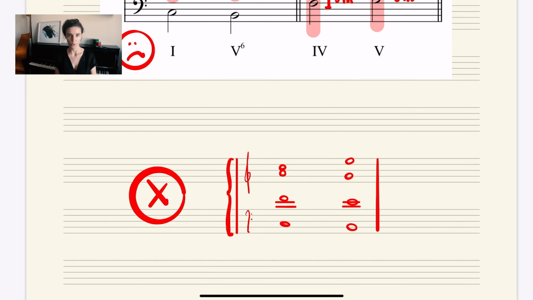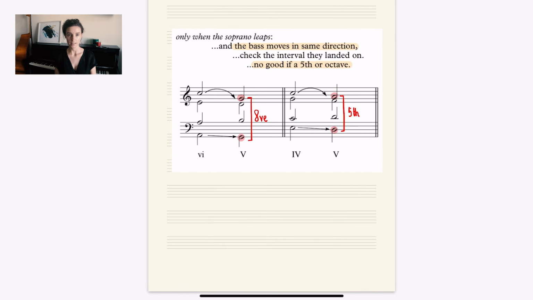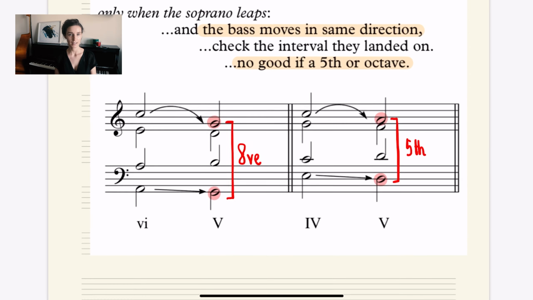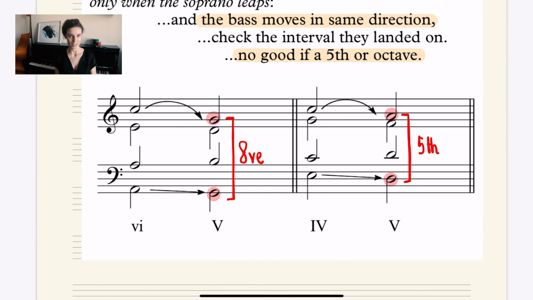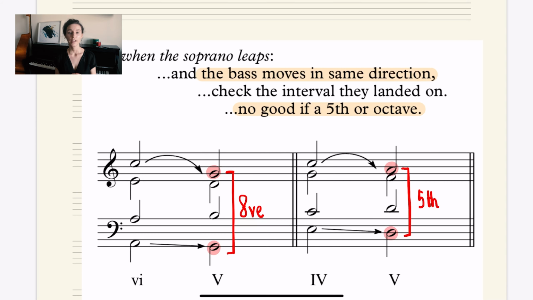The third rule of voice leading is avoid hidden octaves and fifths. If you have two chords in which the soprano and the bass move in the same direction, and in the second chord they end up on an octave, these are hidden octaves, and they are not good, and they should be avoided. And the same pertains to fifths.